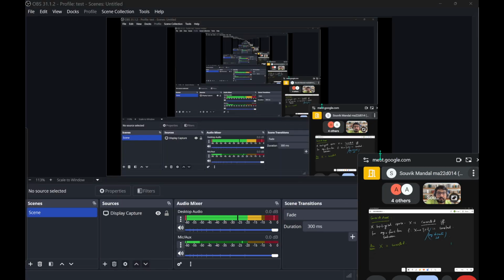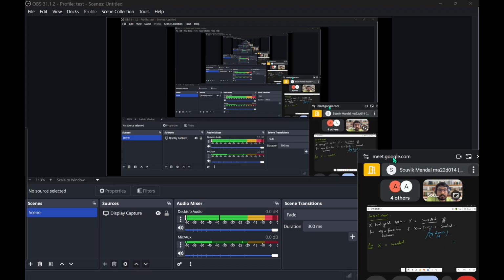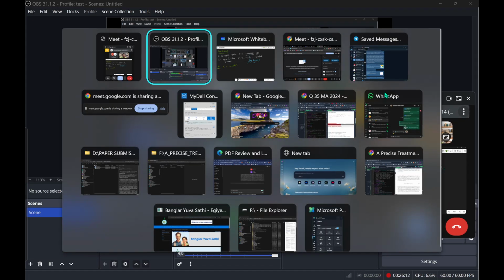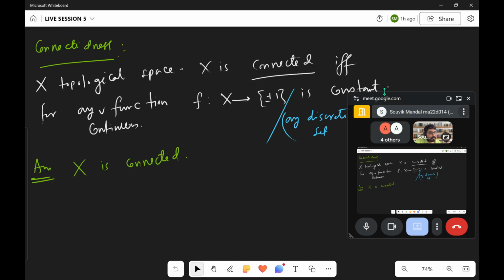Sir, one guess attempt. Yeah. We can use the contrapositive to prove this. If we assume that f is not constant, now we will prove that X is not connected. And similarly, we will assume that X is not connected, and then prove that f is not constant.